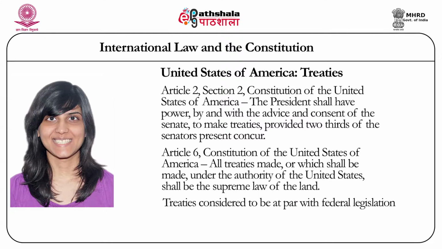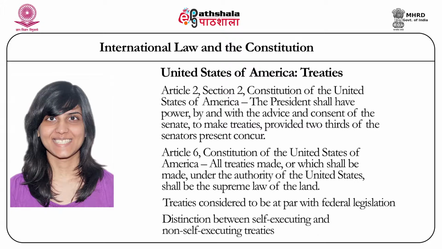So treaties are considered to be at par with federal legislation and prevail over the law enacted by states. Although the President has the executive authority to enter into treaties, and treaties are considered to be the law of the land, the jurisprudence of the United States Supreme Court draws a distinction between self-executing and non-self-executing treaties. Self-executing treaties are those treaties which are automatically executed upon being signed and ratified by the executive. Non-self-executing treaties, on the other hand, are those treaties which require implementation by legislation or appropriate executive or administrative action in order to be implemented.